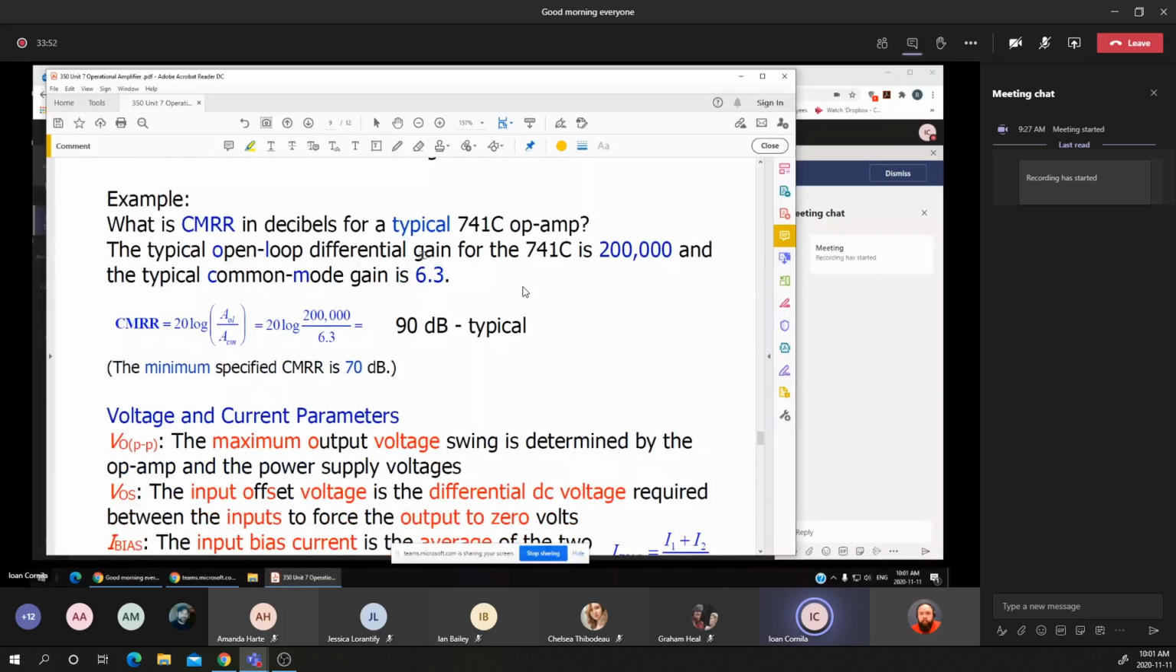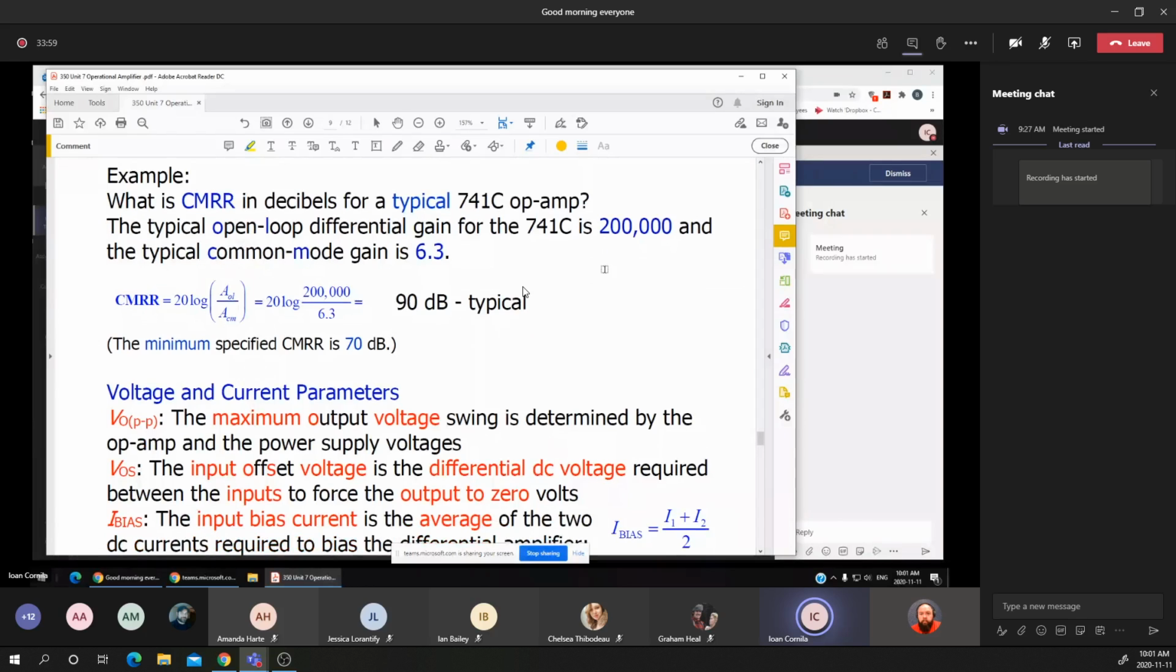Now, an example of how to calculate and how to use the CMRR, and that's the practical example that I chose, the 741. I use the 741C. You may see A, B, C, some small variations of the 741, with slight changes in some parameters in terms of the temperature, in terms of the gain, in terms of the supply voltage, and so on.